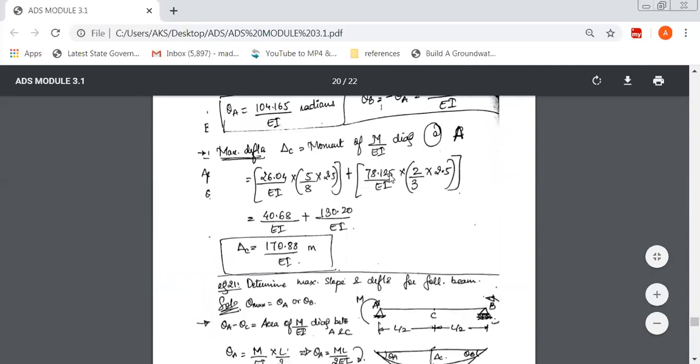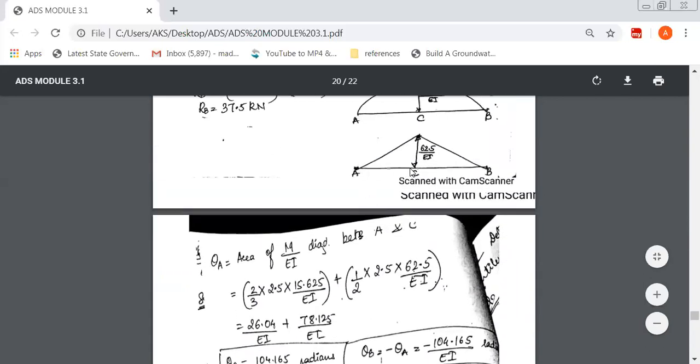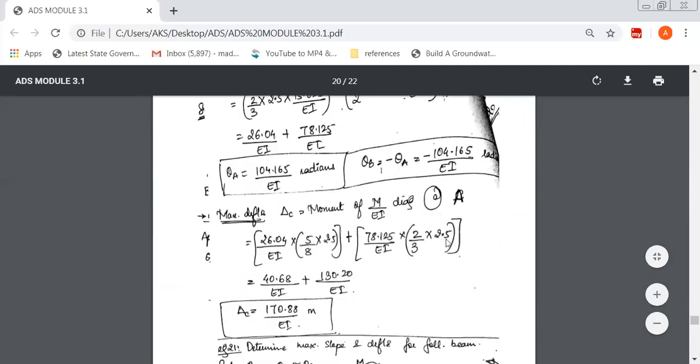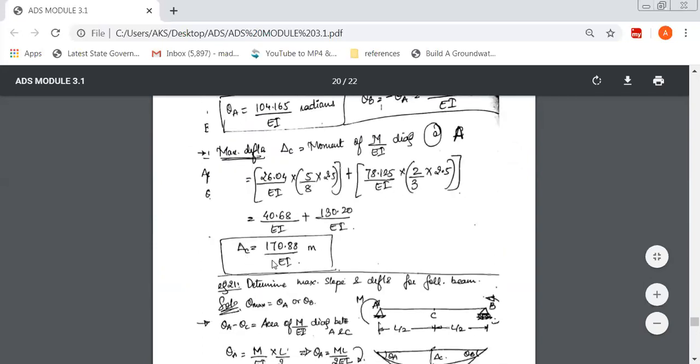Next, plus the next quantity. This is the area of a triangle. The CG of the triangle with respect to A is 2/3 of 2.5 meter. So when you solve this, you'll get delta C. Delta C is now 170.88. Again, the answer is positive. That means the deflection is downward.